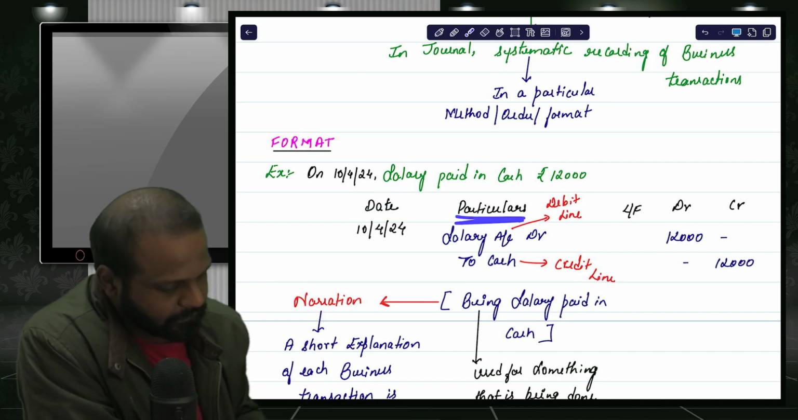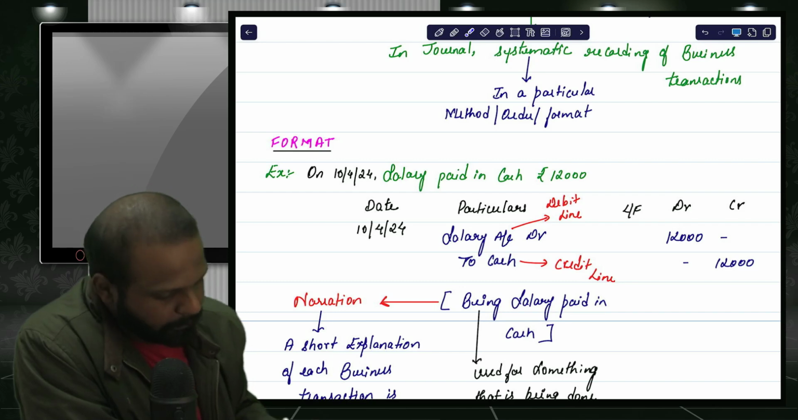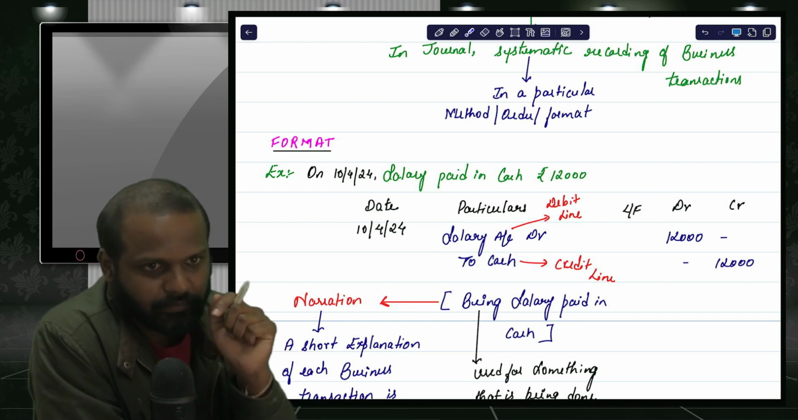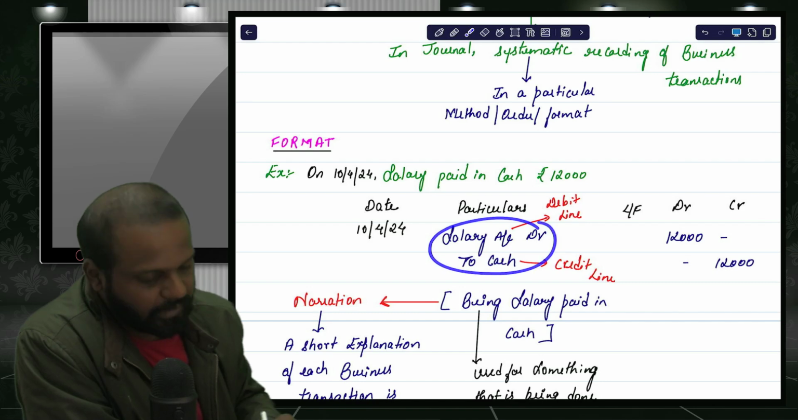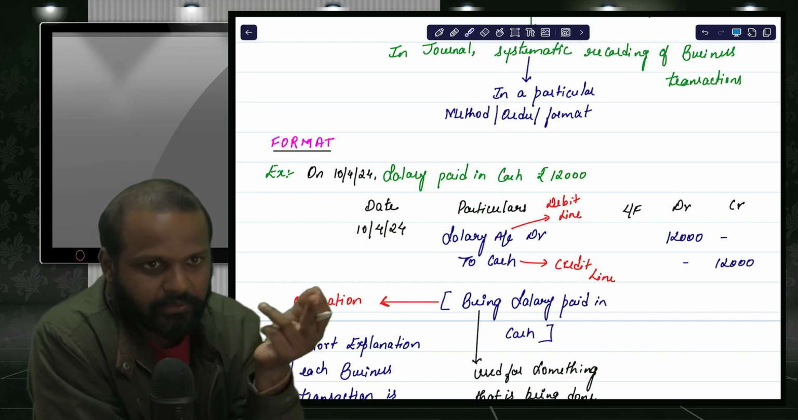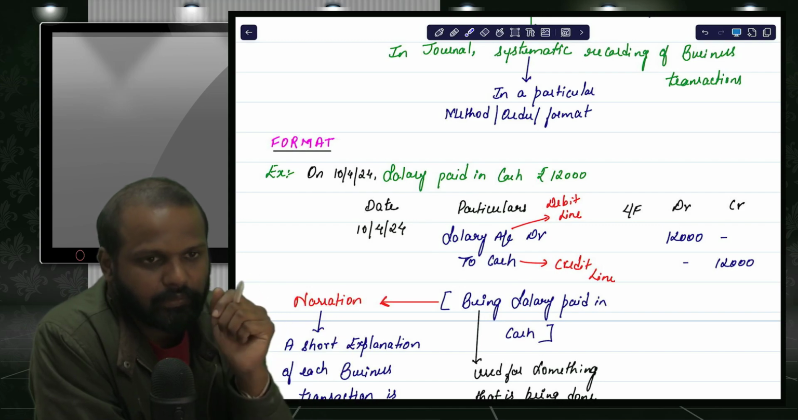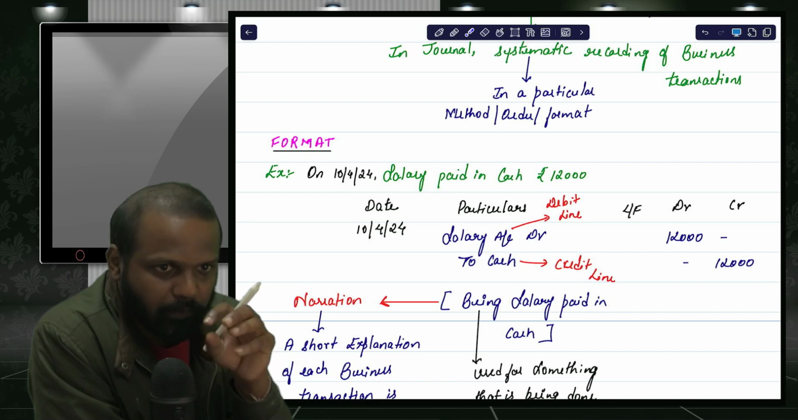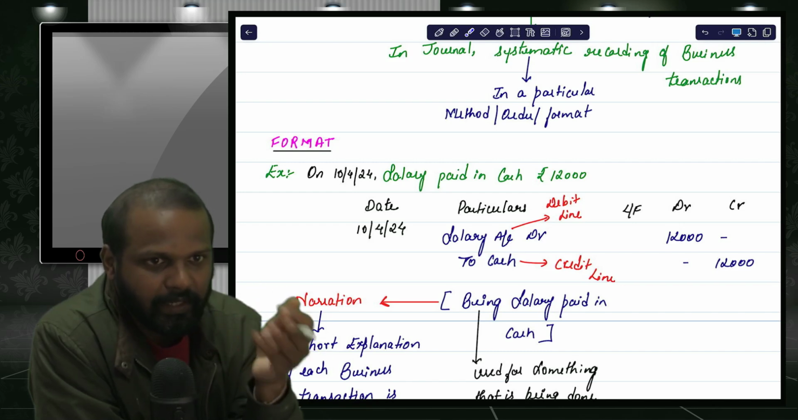Next, particulars, where we are going to pass the journal entry. Next, ledger folio. Folio means page number of the ledger. This particular transaction will be transferred to one more book, the next book, called the ledger. For the first time, every transaction will come to the journal. From the journal, it will be transferred to the ledger, the second book.